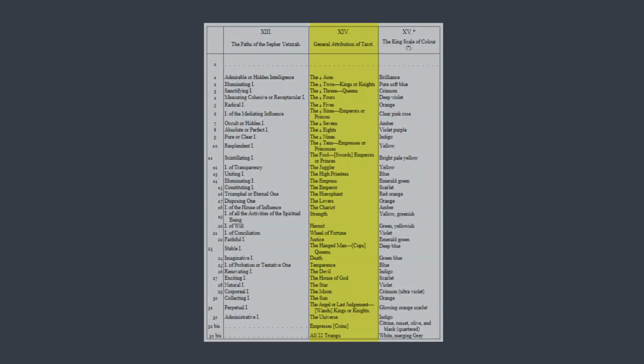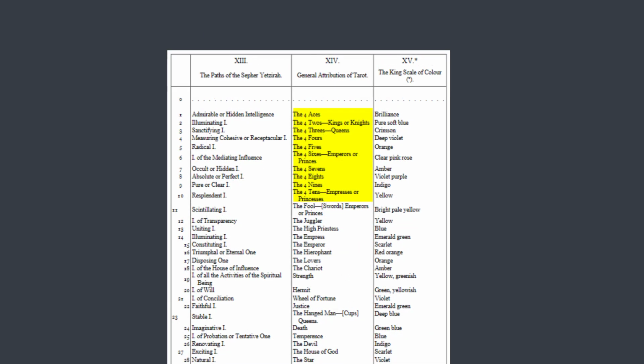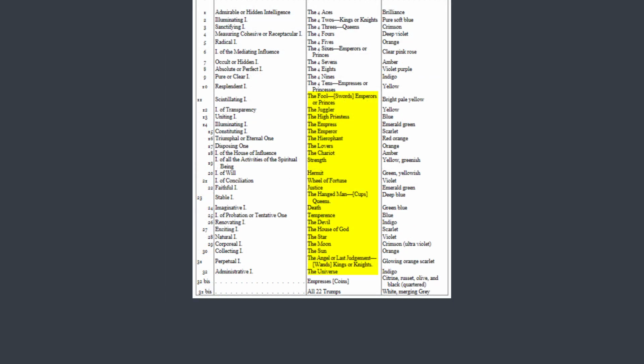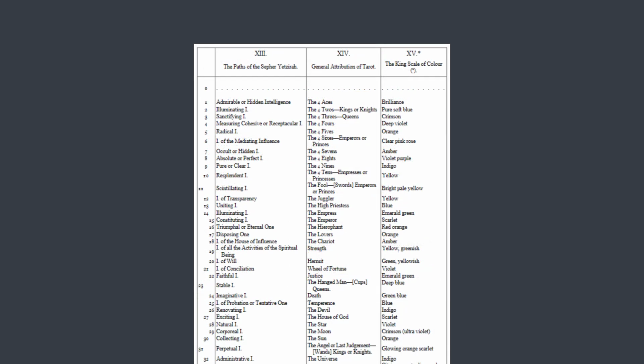For tarot readers, column 14, General Attribution of the Tarot, is very useful. 1 to 10 gives us the 40 minor arcana as we would expect, as does 11 to 32 for the major arcana. Look closer, and we also see the court cards associated with the Sephirot. 2 has kings or knights, 3 has the queens, 6 has the princes or emperors, and 10 has the princesses.